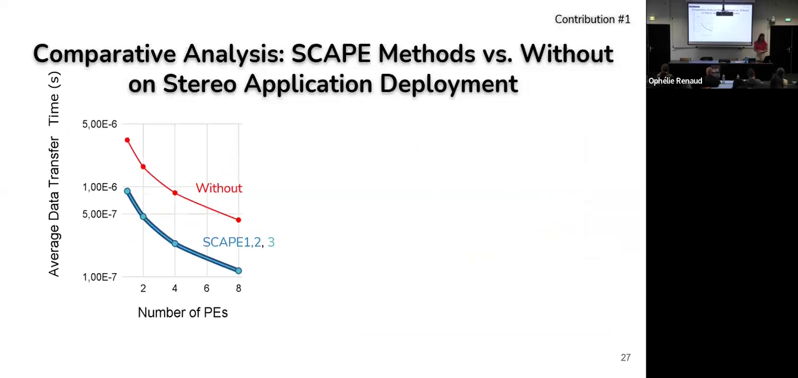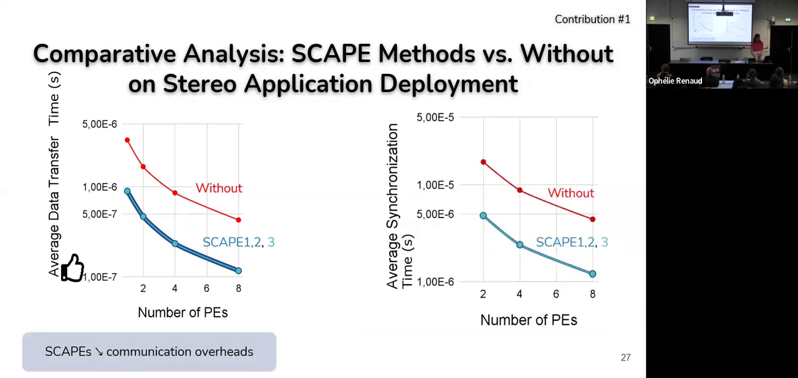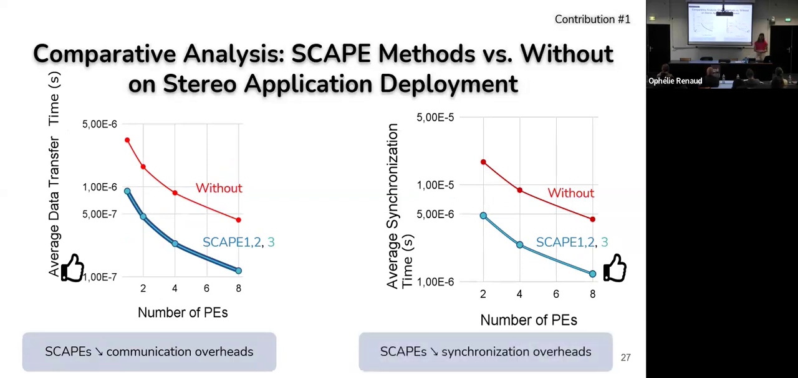And here, the axis represents the average data transfer time according to the number of processing elements. The lower the better. And we can see that all Scape methods reduce communication overheads. And here the axis represents the average synchronization time according to the number of processing elements. The lower, the better, and again all Scape methods reduce the synchronization overhead.